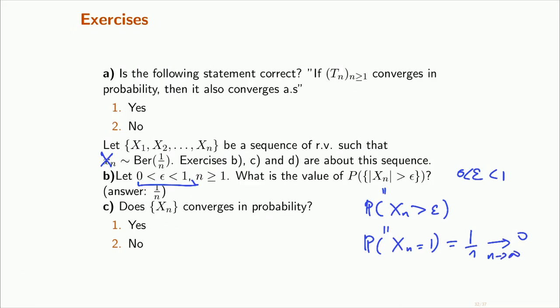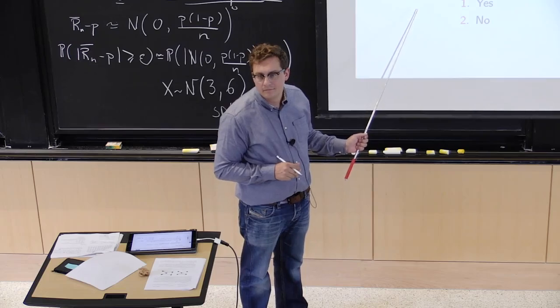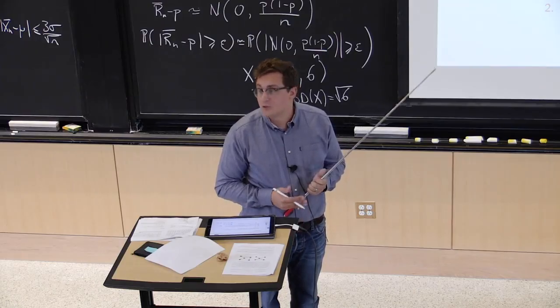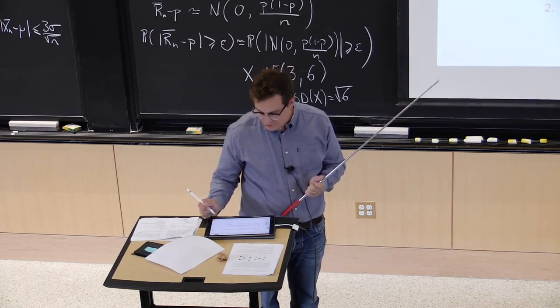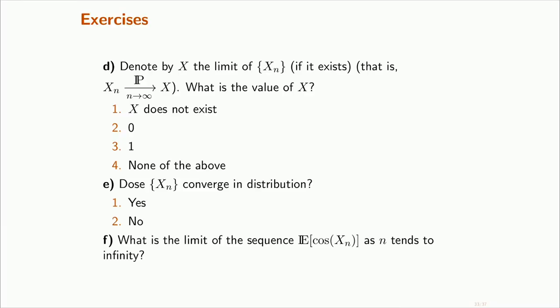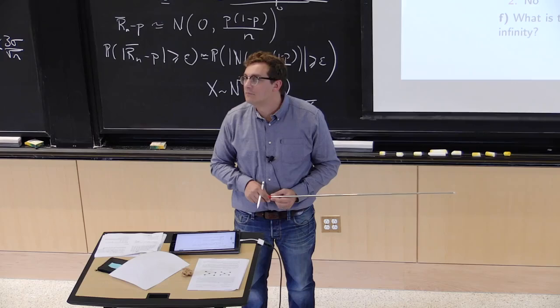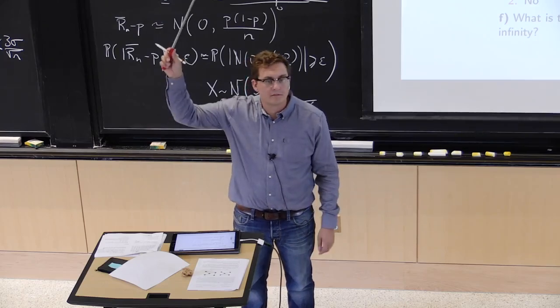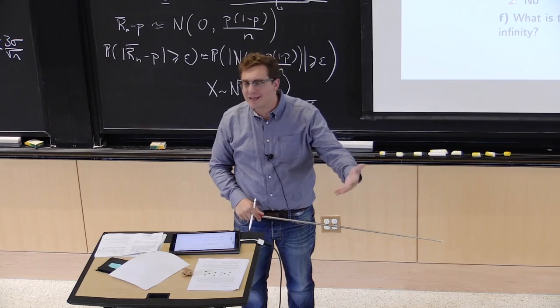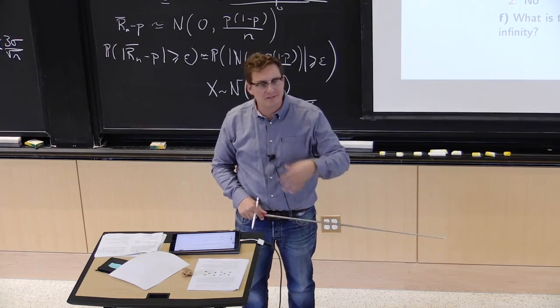So what is the answer to this question? Yes. So this converges in probability to the 0 random variable, which is deterministic. Just a quick question. Here we just concluded that 0 was the limit. Does it converge in distribution? Who says yes? Who says no? Has to be yes, because convergence in probability implies convergence in distribution. So if it converges in probability, it does converge in distribution.